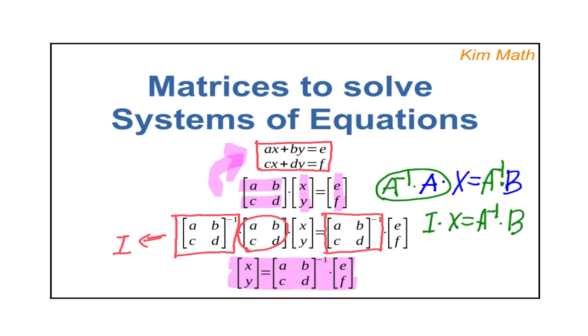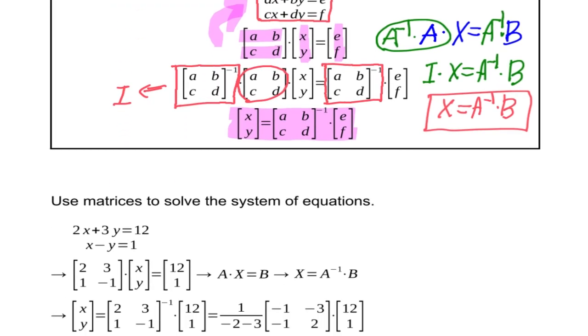Now from this, the identity matrix times X is just X. Okay. This very simple result is very important. Okay, we will use some examples.